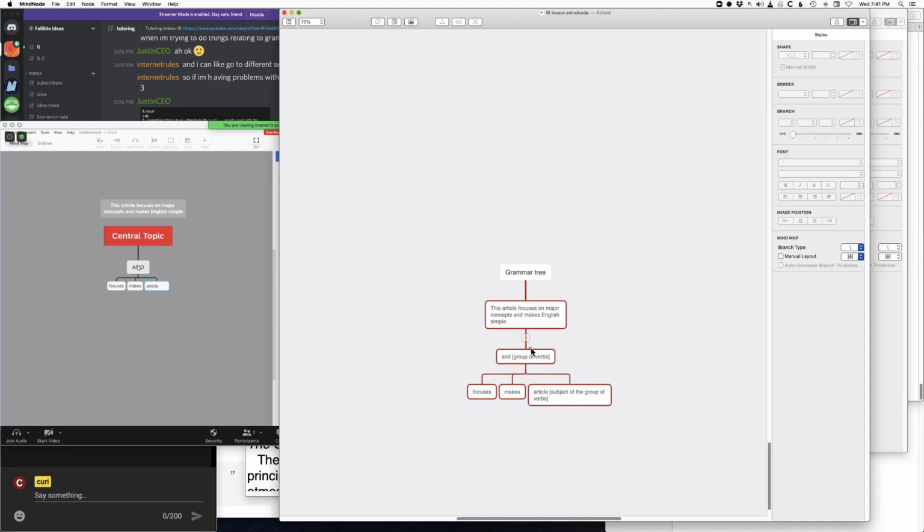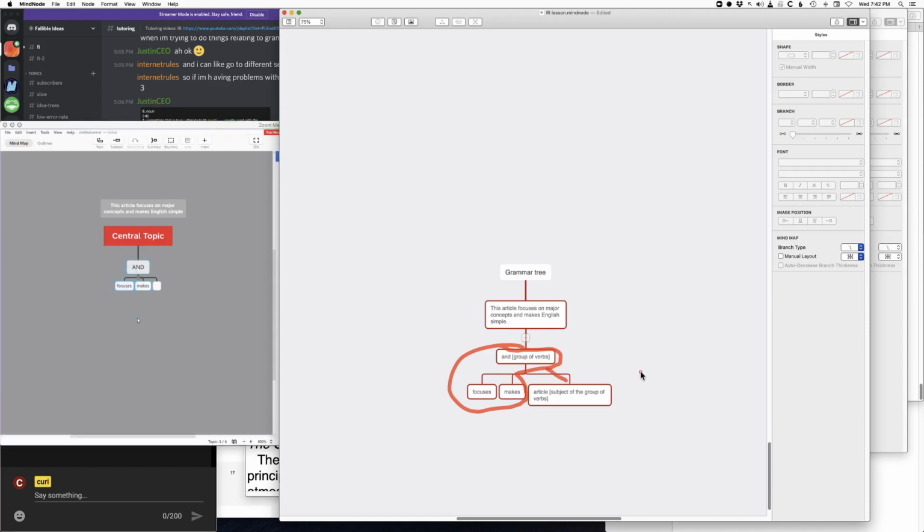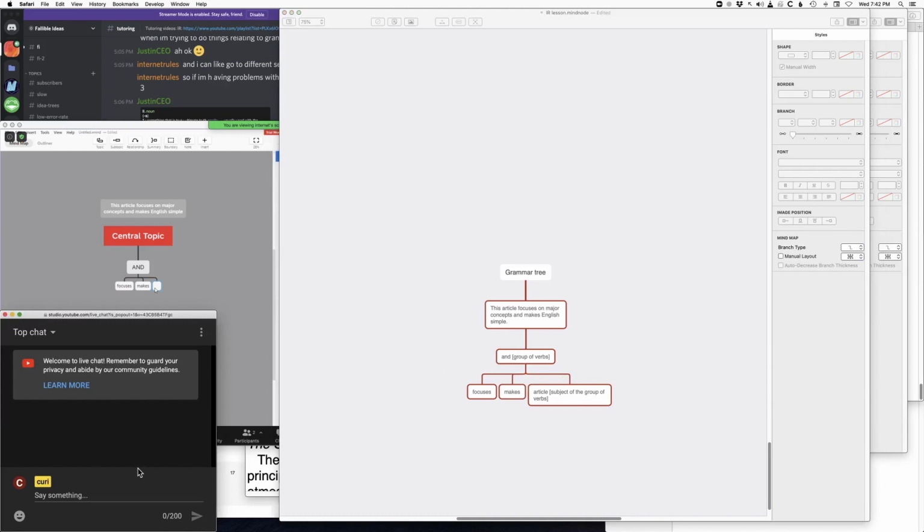We have here a tree which functions as a verb because it's a group of verbs. I prefer to make the subject a child of the whole tree, and then we only have to have it once. Okay, that makes sense. So you only have to have it once.